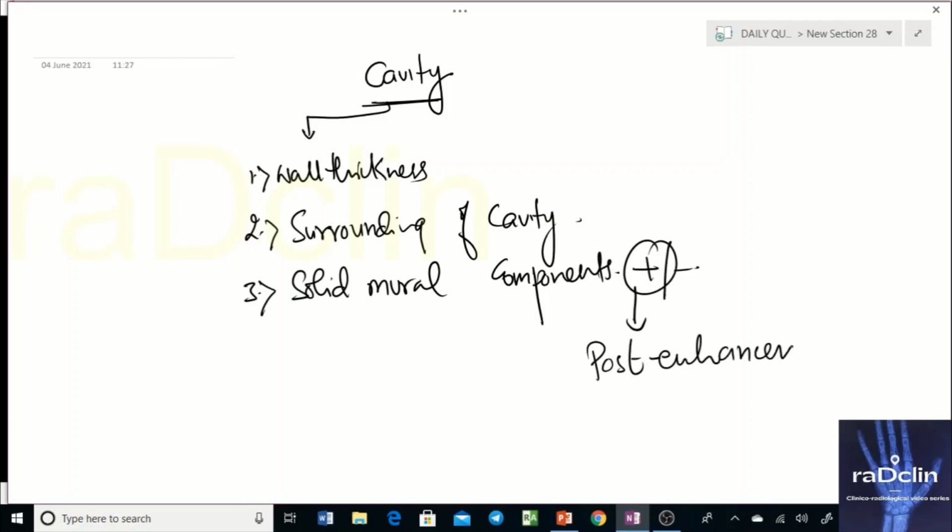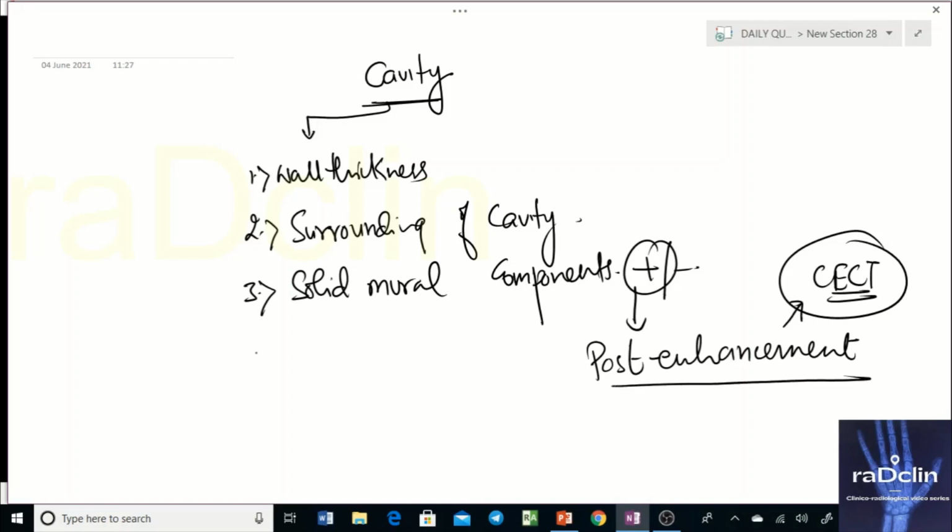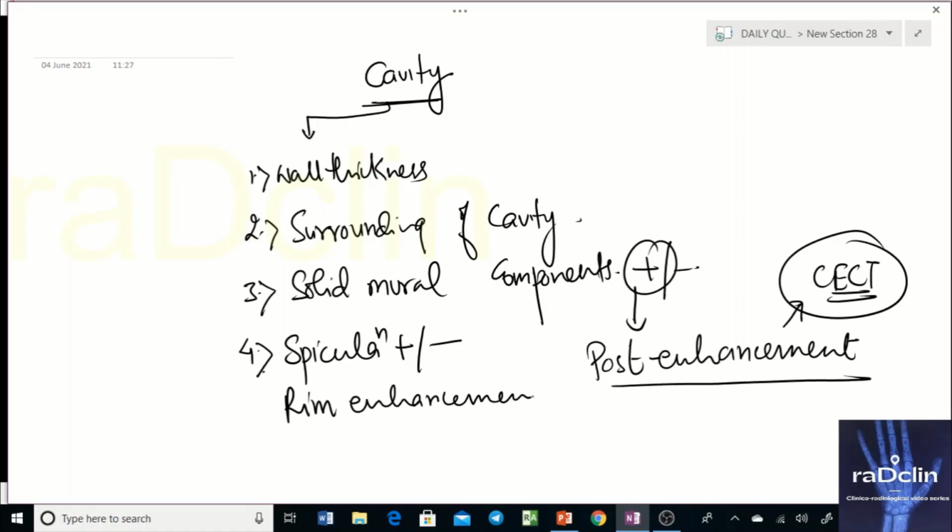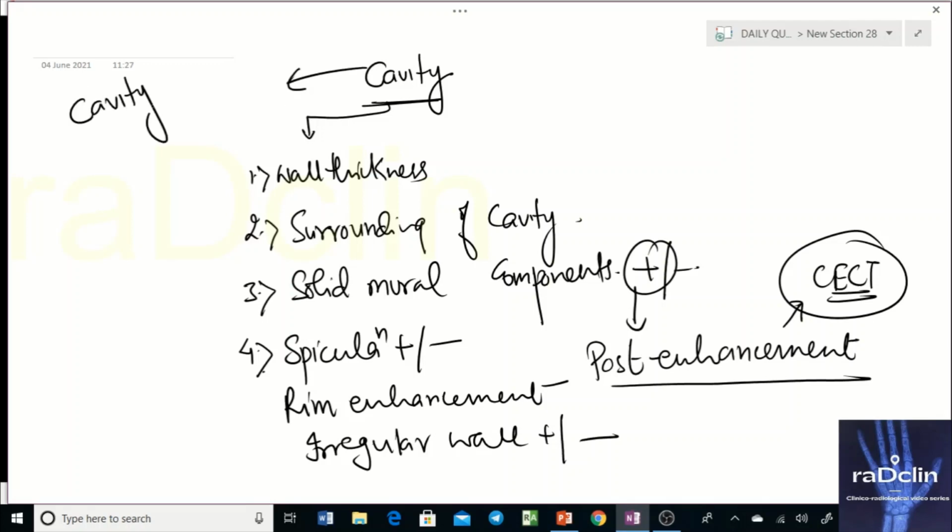This means that there should be a contrast enhanced CT scan. Post enhancement, what is the status, whether they enhance or they do not enhance. And the fourth important thing is whether there are spiculations present or absent, whether there is a rim enhancement, whether there is an irregular wall or not. So remember this thing, wall thickness. We know that cavity, what is the difference between cavity versus cyst? That is also important.